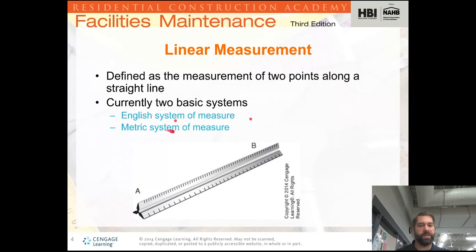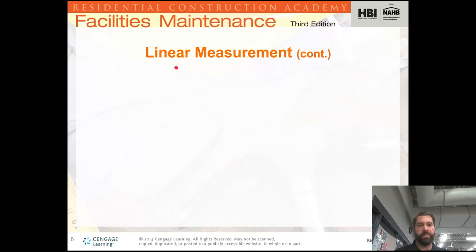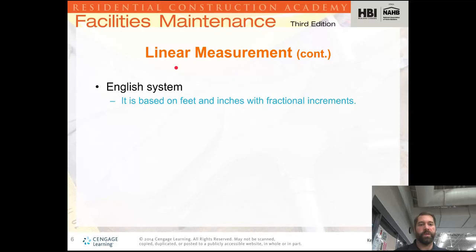So for us, we're just going to be focused on the English system of measurement. The metric system, you can read this on your own time. We do not use these in the lab at all. Everything that we do is done in English or standard. So this is what we use.